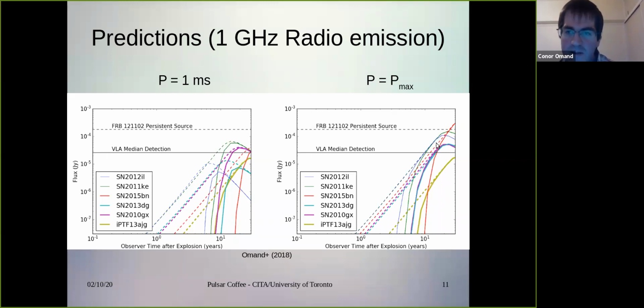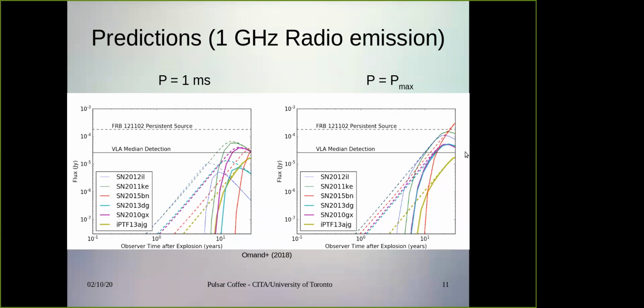And the P max curves you can see, excuse me, all of them except this yellow one, which was quite far away, should be detectable, timescale of 10 or so years. And this red one, Supernova 2015 BN, it gets extremely bright and decays over an extremely long time scale. So this could be something we could see for 100 years or so, if our model is correct. And we can get similar fluxes to what we saw from the FRB persistent source.